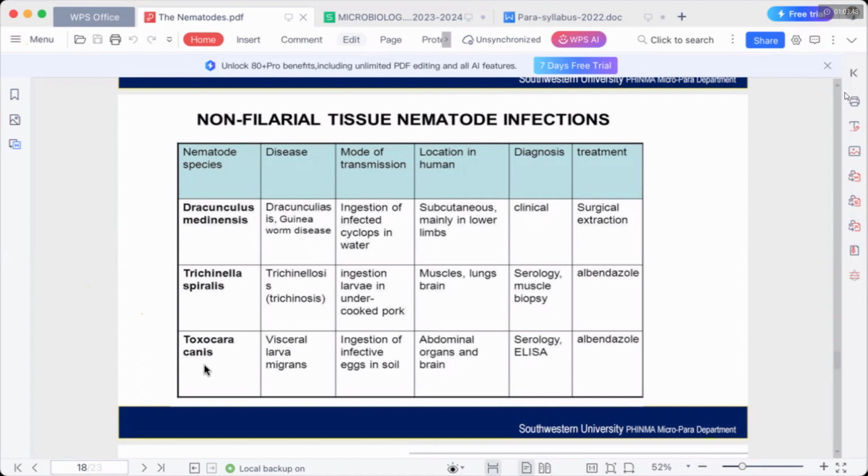For the Toxocara canis, they cause visceral larva migrans, so ingestion of infective eggs in soil. It affects abdominal organs and brain. Diagnosis is serology by ELISA, and then the treatment is albendazole.